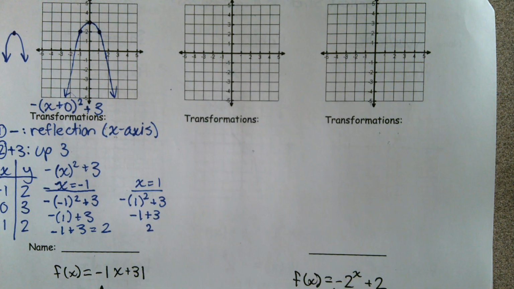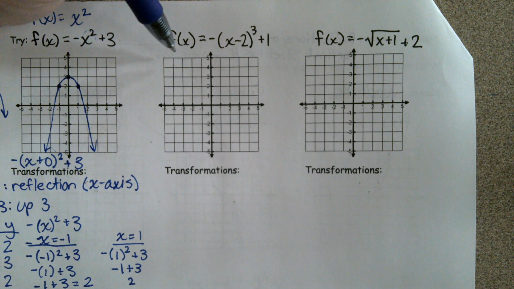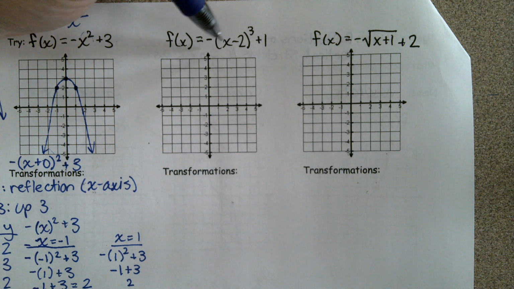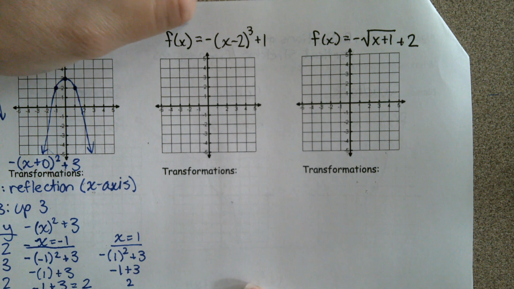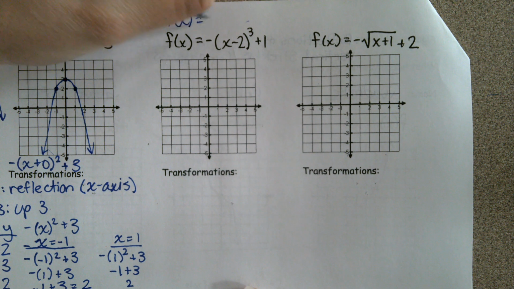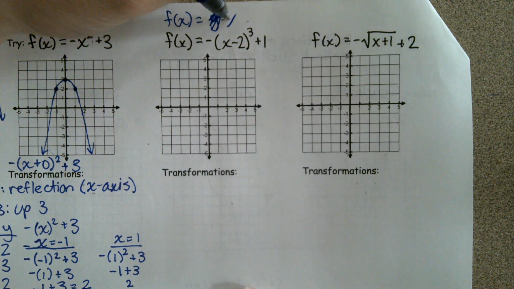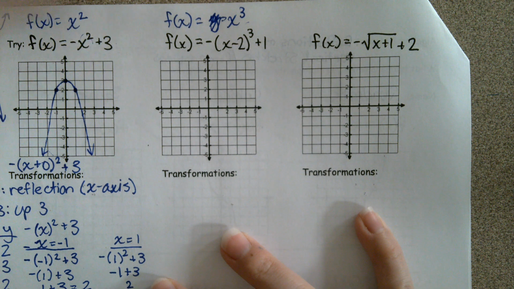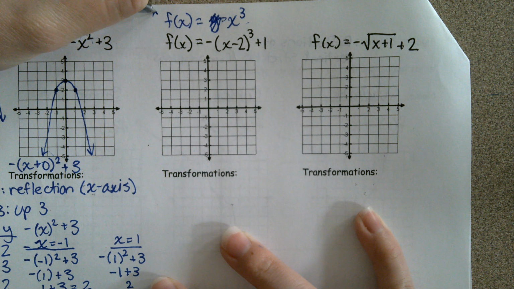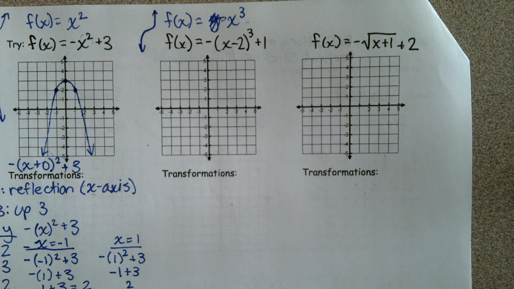Next graph, transformations. Before I do that, let's look at the equation. F of x equals negative (x minus 2) cubed plus 1. The parent graph is just x cubed. Remember, that's our parent graph, so it looks like this. It points up and to the right.